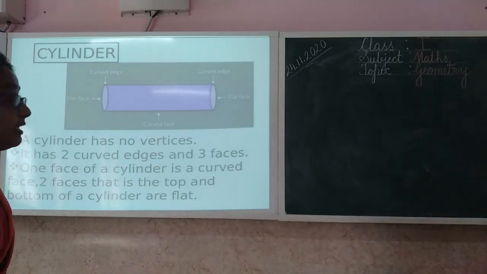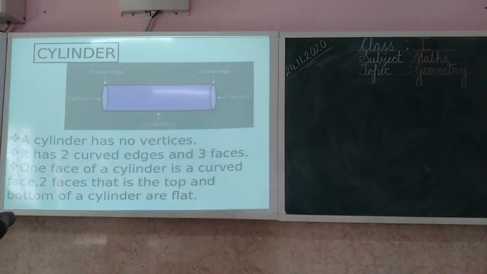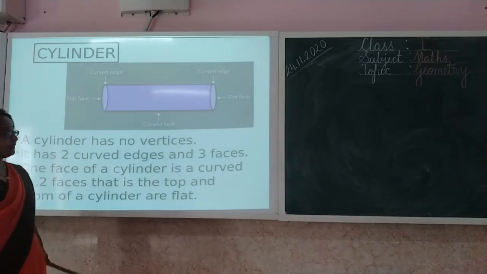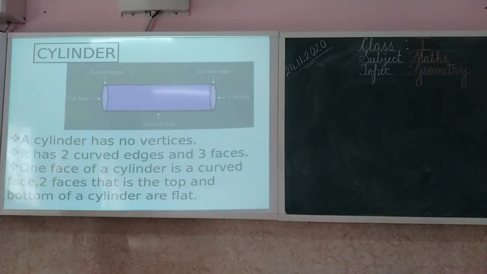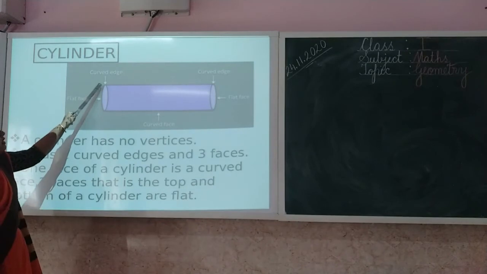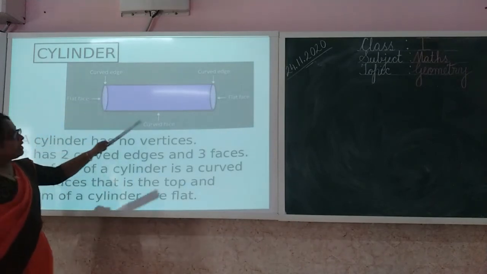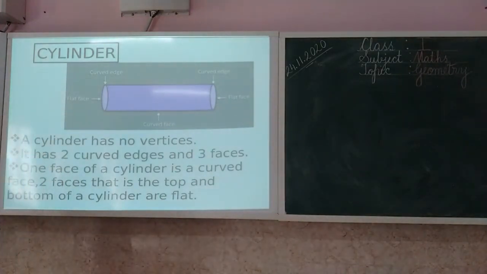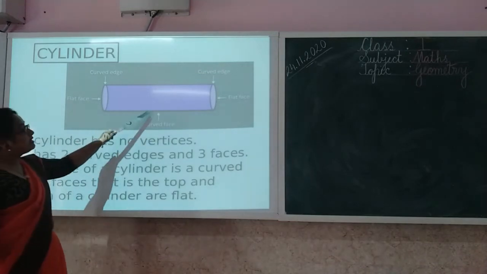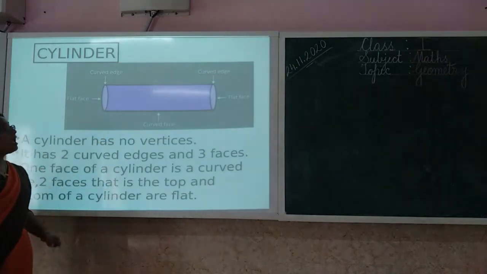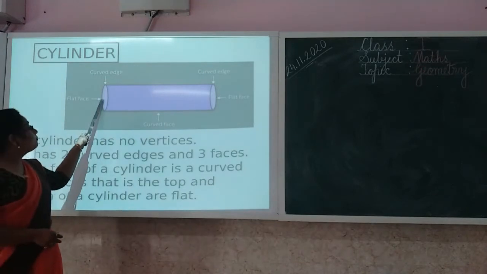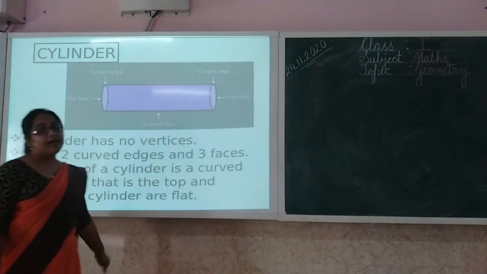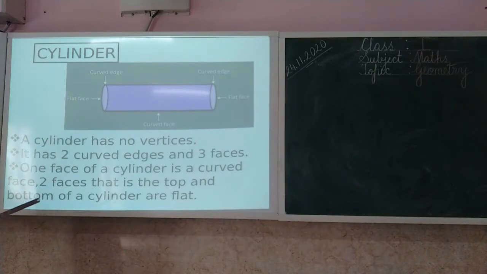Flat. So as you can see in the picture, a cylinder has no vertices, but it has two curved edges. See, this one is a curved edge and this one is a curved edge, and it has three surfaces. One is a curved face and the other two, the top and the bottom face, are flat faces. Okay. Now moving to the next shape.